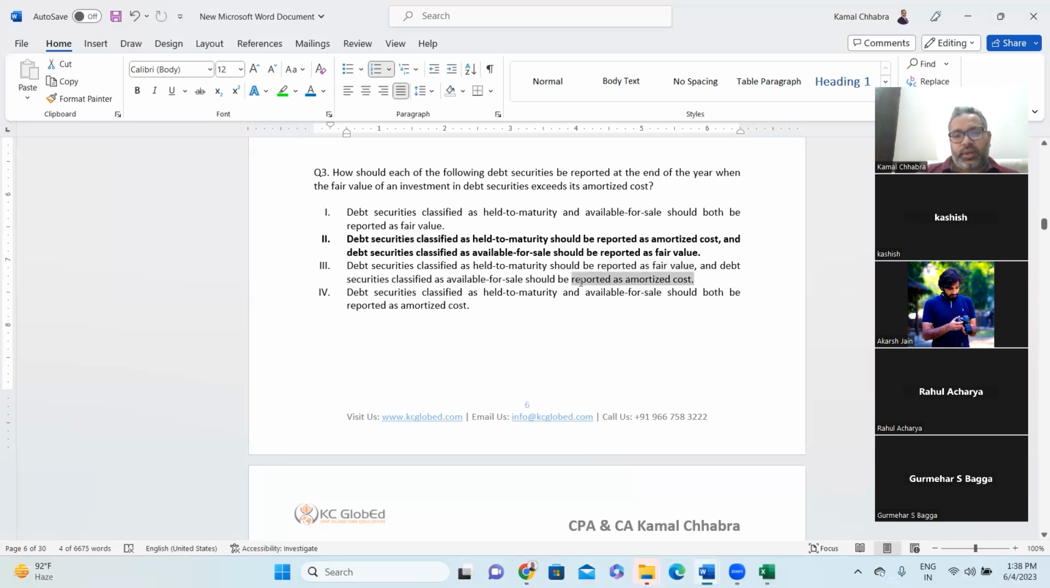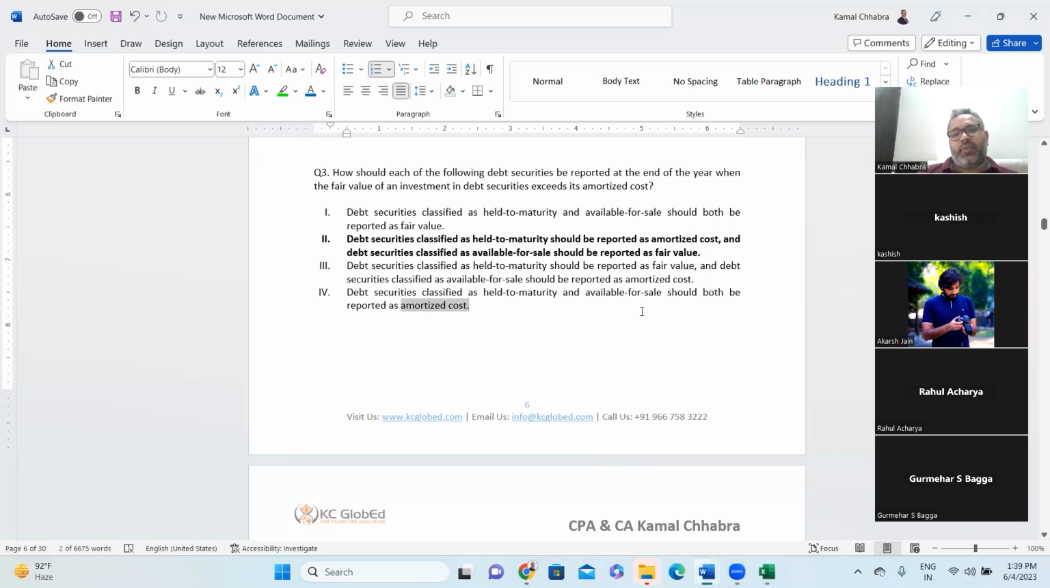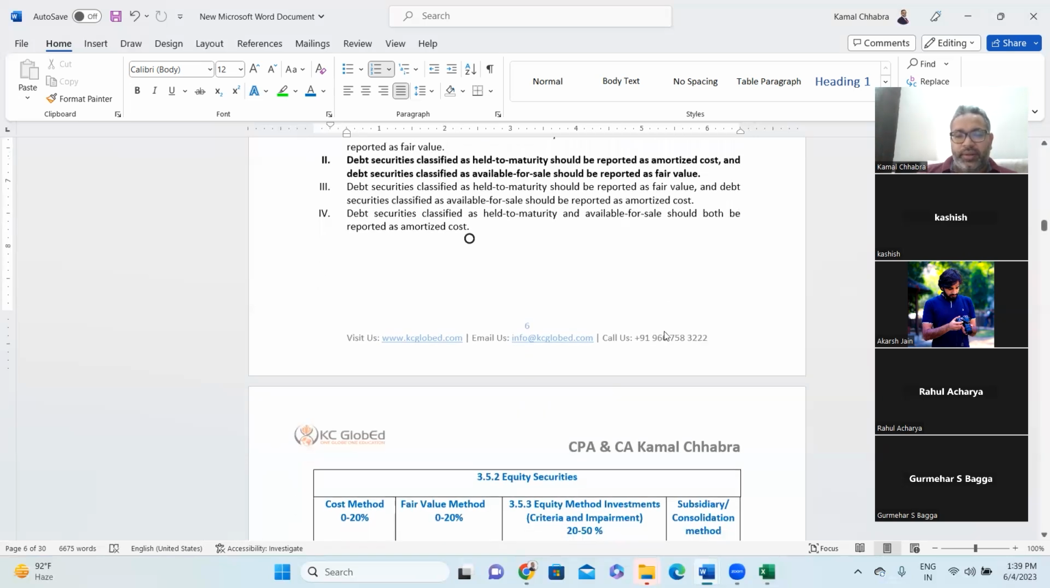The next is also incorrect, it's a reverse. Last option is debt security classified as held to maturity and available for sale both reported at amortized cost. This is also incorrect. Available for sale should be at fair value. So hence the second option is correct.